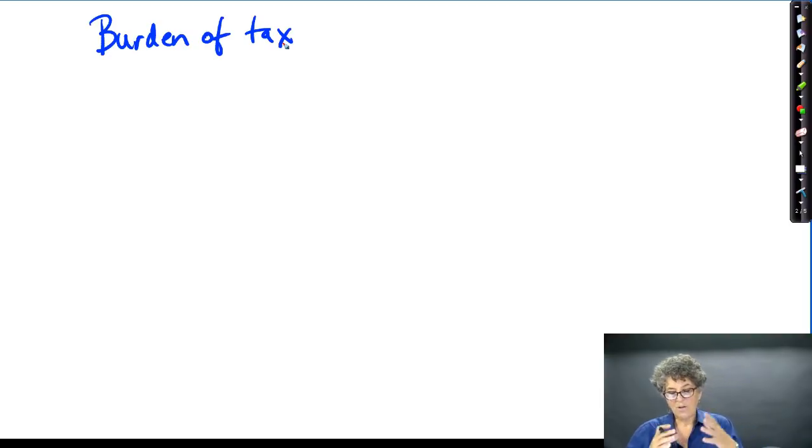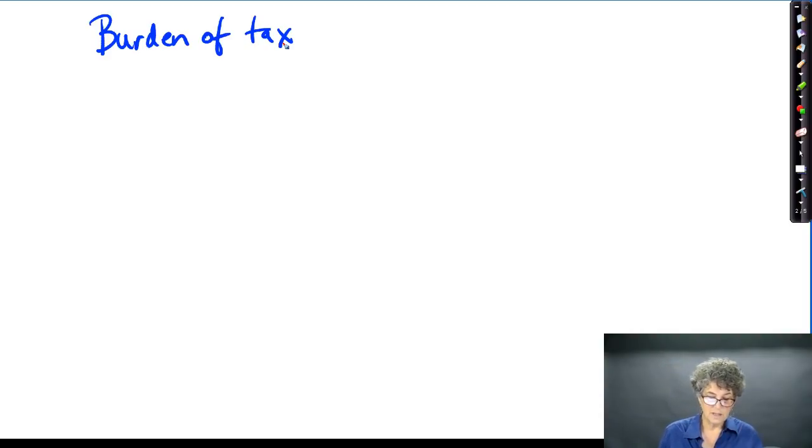The next thing we want to look at is who bears the burden of the tax. The burden of the tax refers to how that tax money, the T, is divided up between the buyers and the sellers. If the buyer paid the entire $2, the buyer would be bearing 100% of the burden of the tax. There'd be no impact on the seller. If the price didn't rise at all, then the buyer would be bearing 0 of the burden of the tax, and 100% of the burden of the tax would be on the seller.